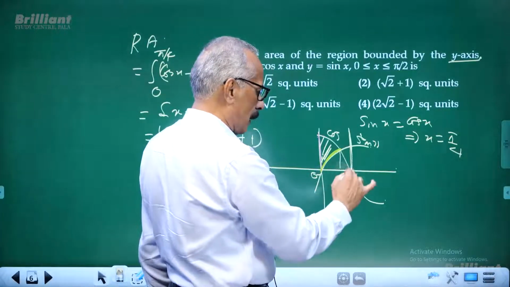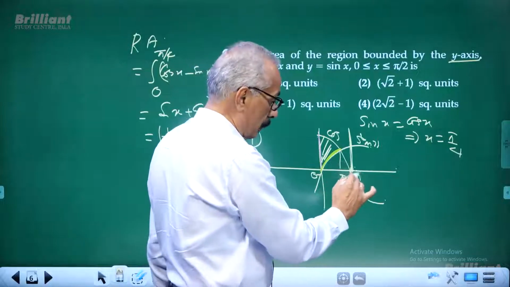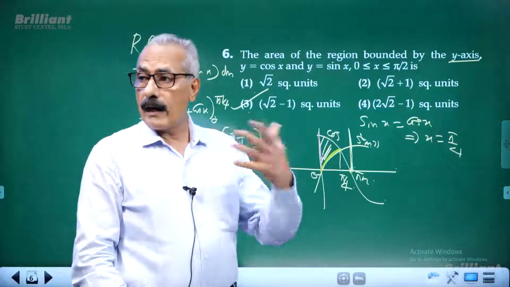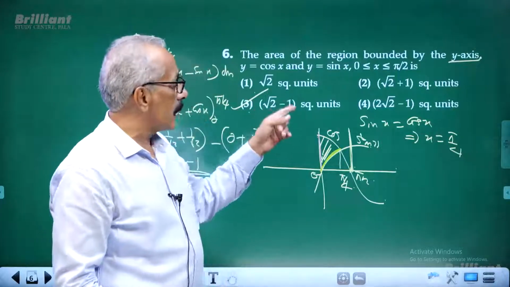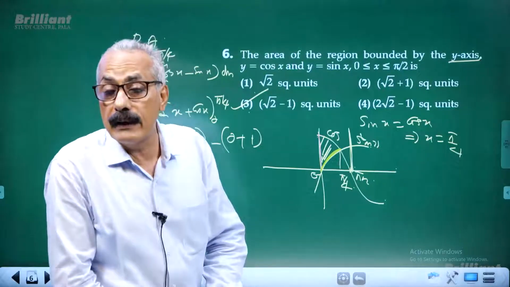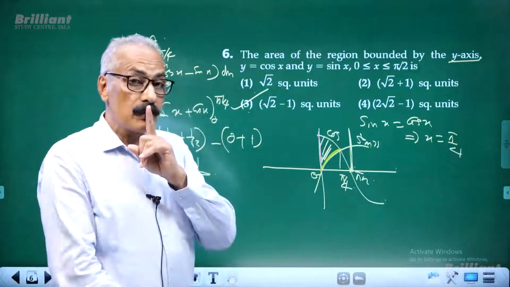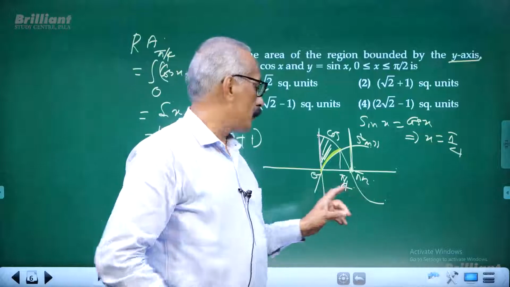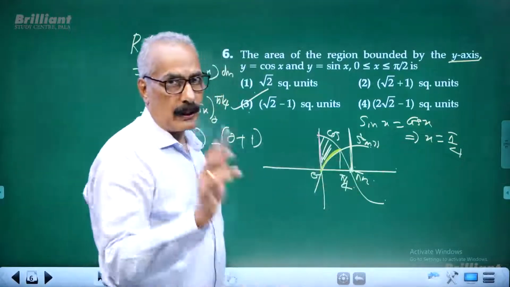Then it is again 2 times root 2 minus 1, this part, that is, this is called the pi by 2. The area, then what will be the question? Area enclosed by the curves y is equal to sin x, y is equal to cos x, and the ordinates at x equal to 0 and x equal to pi by 2, means these two. 2 times this area. Remember that.